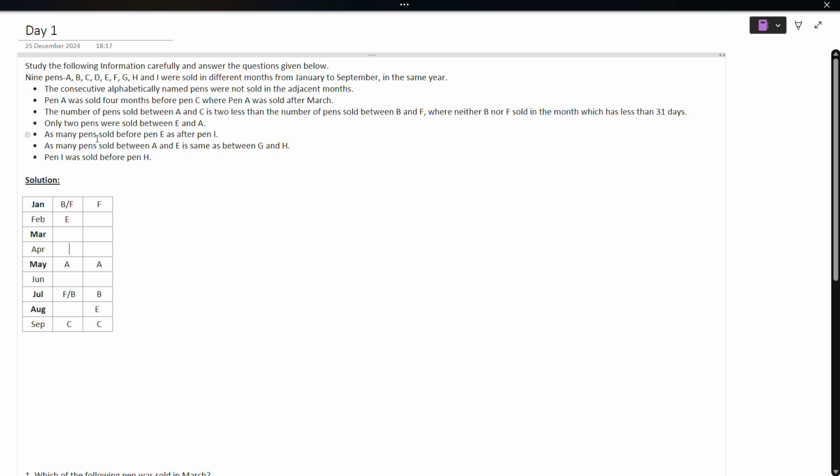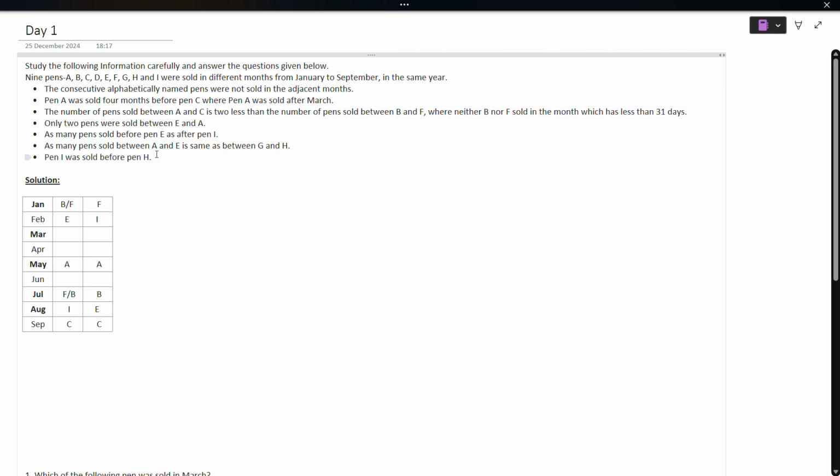Okay, as many pens sold before E as after I. Pen sold before E is 1. So pen sold after I should be 1. So I can be here. In this case, pen sold before E is this much, that is 7, and pen sold after I can be here, so as to make pen sold after I as 7.